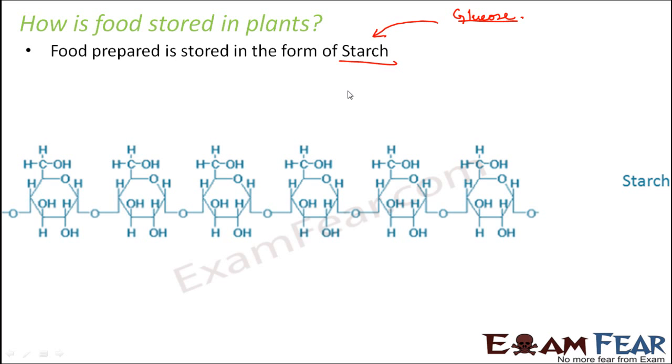Now this starch is stored in the leaves. The presence of starch in the leaves proves that photosynthesis had taken place. And this starch just remains stored, and whenever energy is needed by the plant, the starch is used up as and when needed. So this is the form in which the food is stored in plants. The food is prepared in the form of glucose, but then the glucose gets converted into starch, and then starch is stored in the leaves.